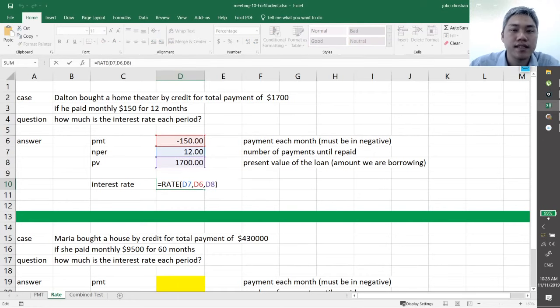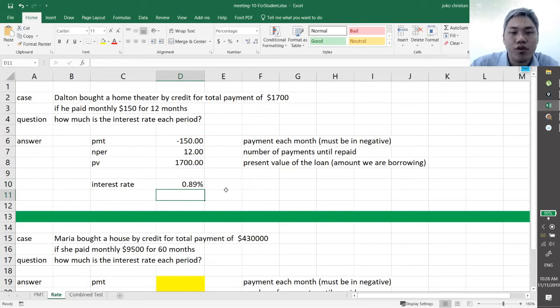So we can count the interest rate by using this function. Equals rate D7. D7 is the number of payments, comma D6. D6 is the payment for each month in negative value. If you put here in positive value, you should put negative value in here. And the present value of the loan as the third and final parameter. After you put it, you can get the interest rate of 0.89% for his home theater. Is it big? Yeah, I guess yes, it's quite big for a 0.89%.